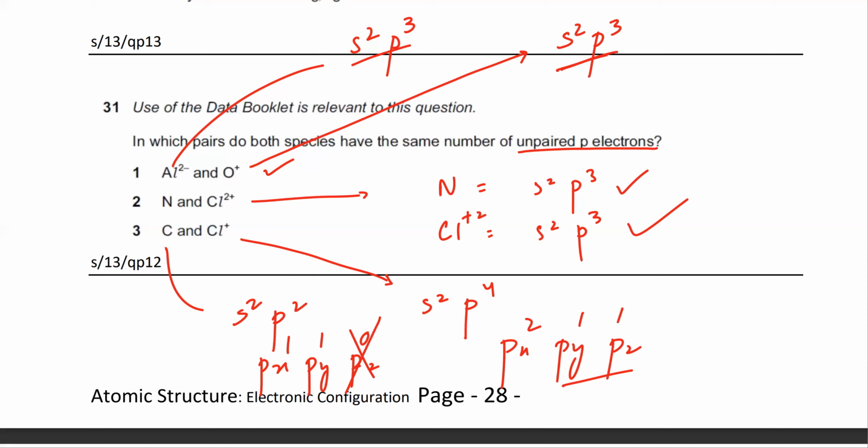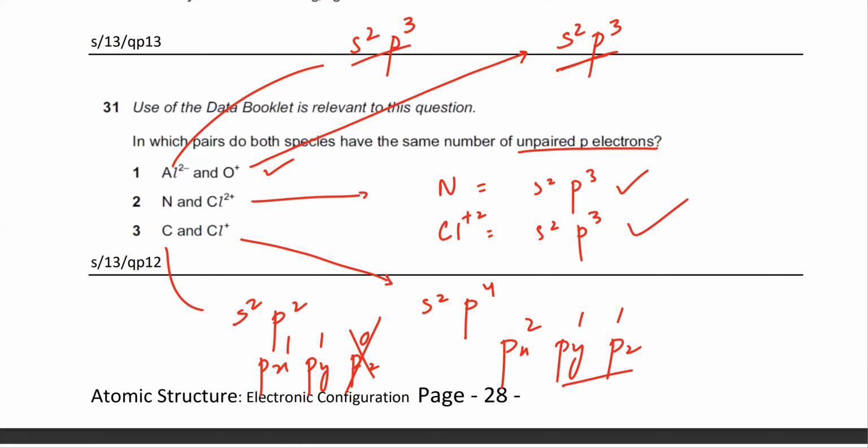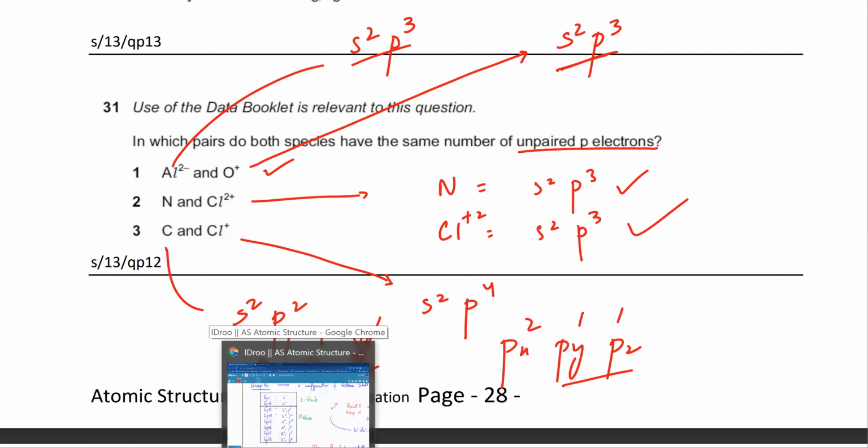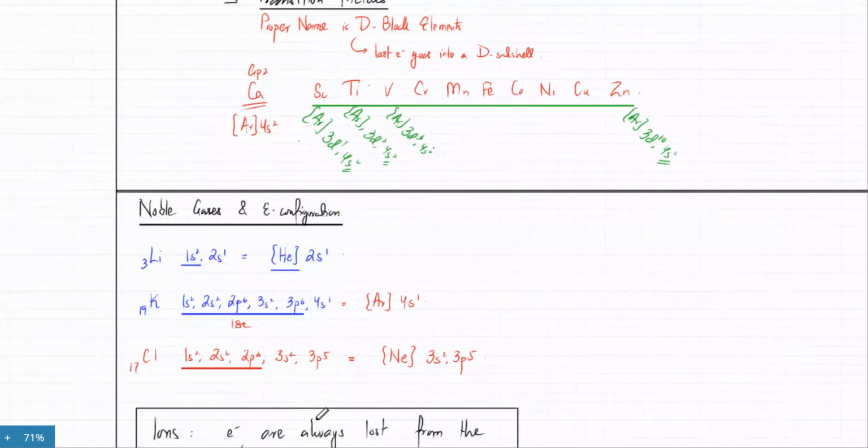So let's move on. The only takeaway from this is, remember, writing electronic configurations is easy, but doing this quickly is more important. You don't have time. You're always running out of time. You have to be very, very quick. So make sure you remember all the shortcuts of how to write the electronic configurations.